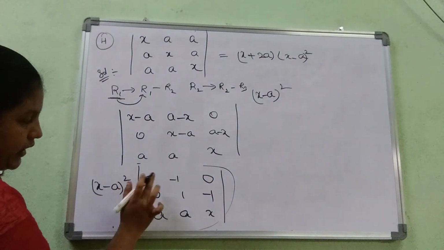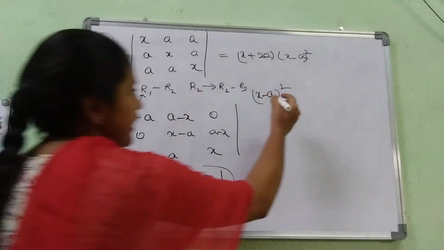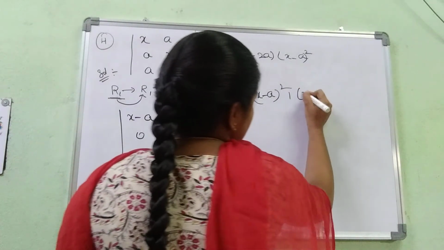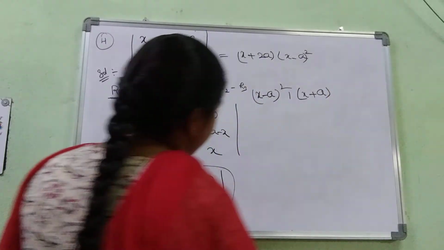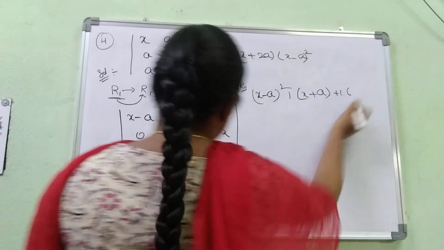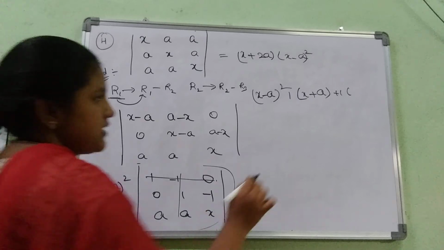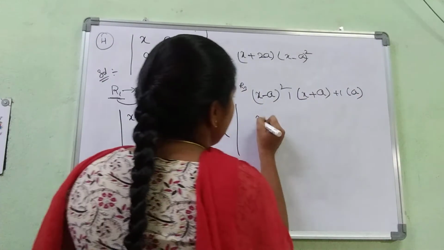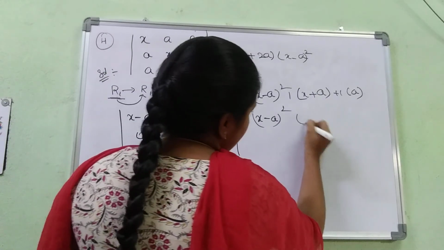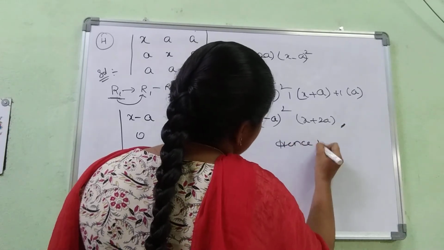So therefore, as we got x minus a whole square into here, now we need to expand along the first row. So therefore 1 into x plus a. Okay, x plus a. And here minus 1 into minus 1 plus 1. So if we delete this respective row and column, we'll get 0, 0, minus of minus a, we'll get plus a. So therefore x minus a whole square into x plus a plus a, therefore x plus 2a. Okay, hence proved.